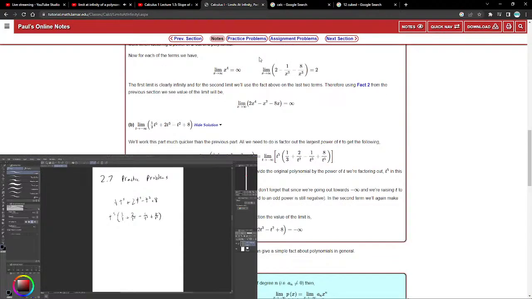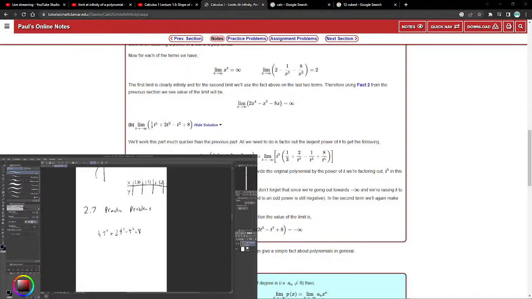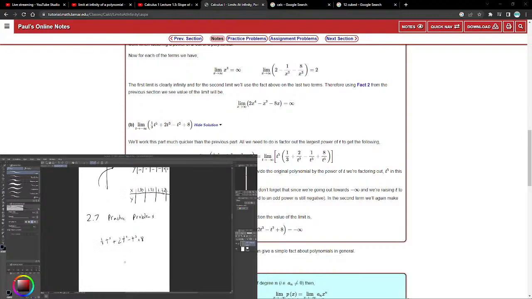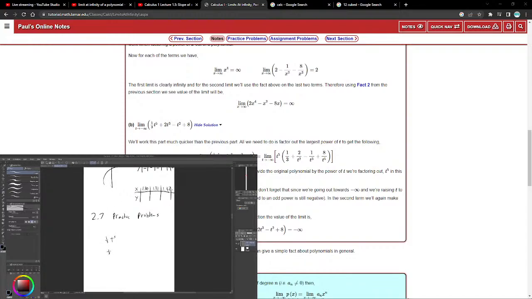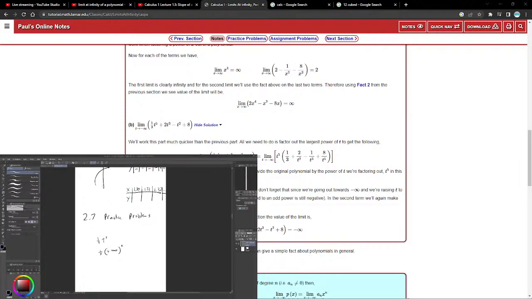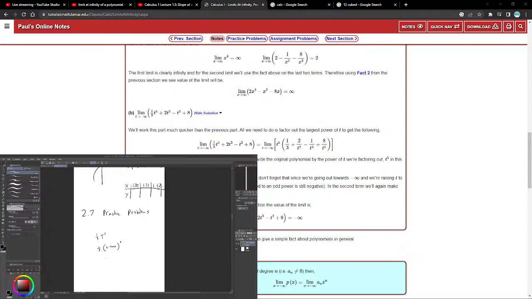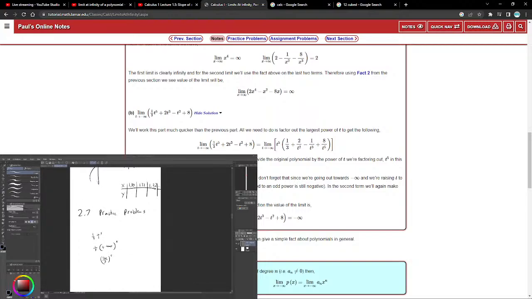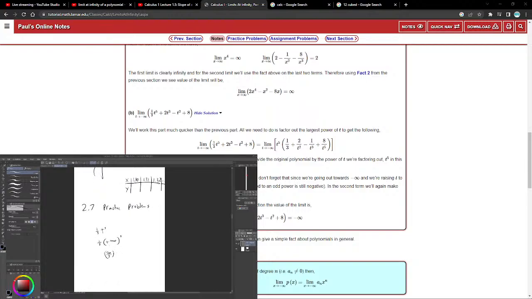Is it really that simple then? So do you even have to factor it out? You could just say, you just look at this. Say a third of positive infinity to the power of 5. Or this would be negative.